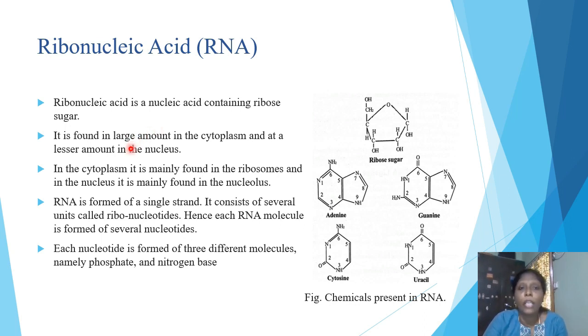It is found in large amount in the cytoplasm and a lesser amount in the nucleus. In the cytoplasm, it is mainly found in the ribosomes, and in the nucleus, it is mainly found in the nucleolus. RNA is formed of a single strand. It consists of several units called ribonucleotides. Hence, each RNA molecule is formed of several nucleotides. Each nucleotide is formed of three different molecules, namely phosphate and the nitrogenous bases, along with the ribosugar.